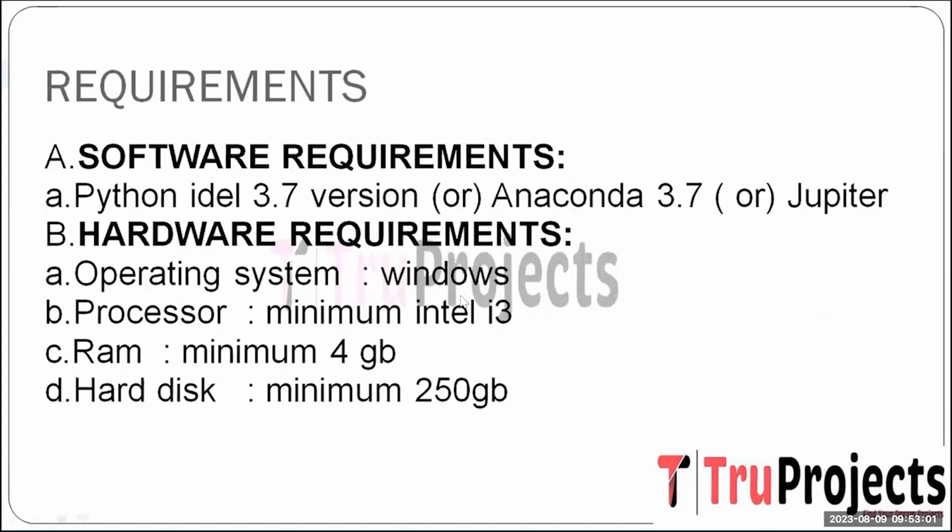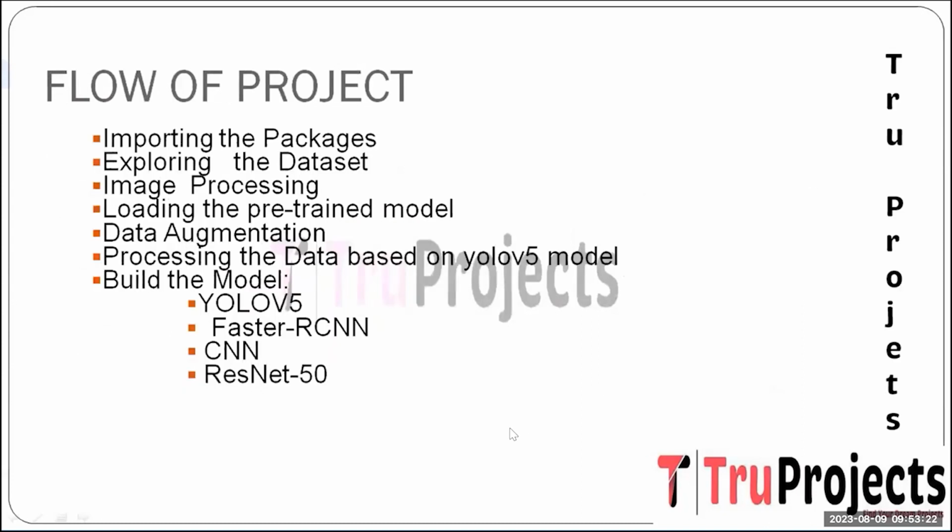And these are the basic requirements that are needed to build this project. The software requirements are Python IDE with version 3.7, Anaconda with version 3.7 or Jupyter Notebook. Hardware requirements are operating system as Windows, processor of minimum Intel i3, RAM of minimum 4 GB, hard disk of minimum 250 GB. And to know about the flow of the project, these are the steps we need to discuss.